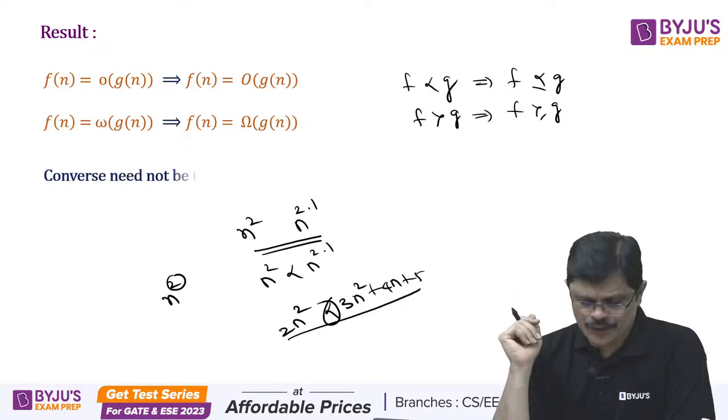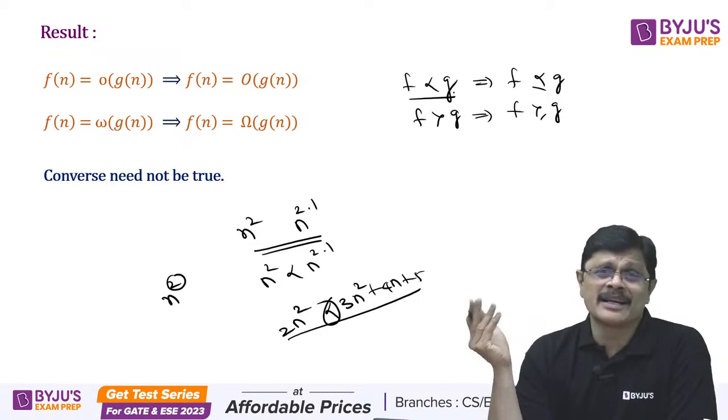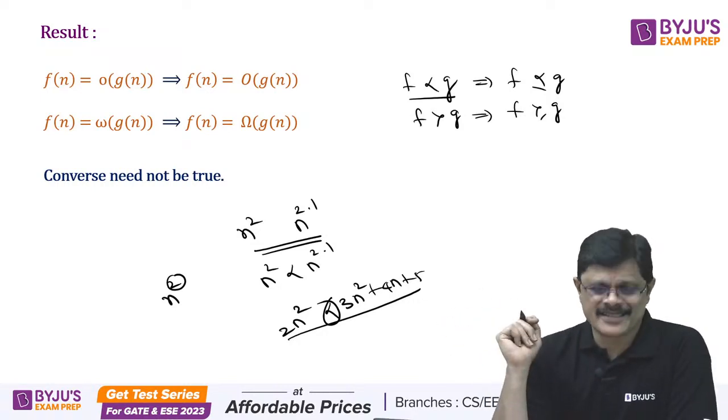This is what I already told you. Fn is smaller means it is less than or equal to, you can say, but less than or equal to you cannot say smaller, my dear friends. Reverse is not.